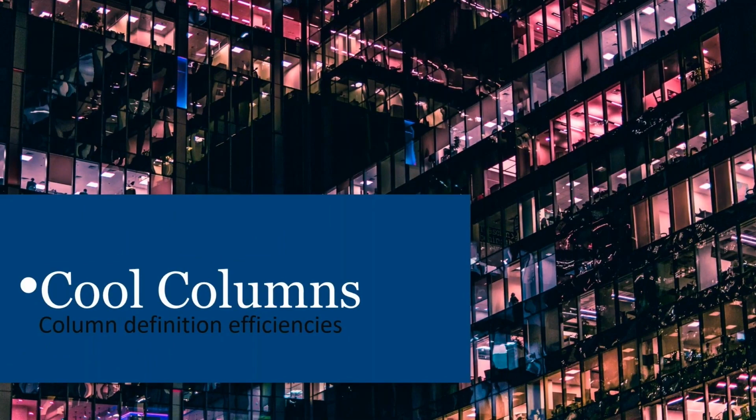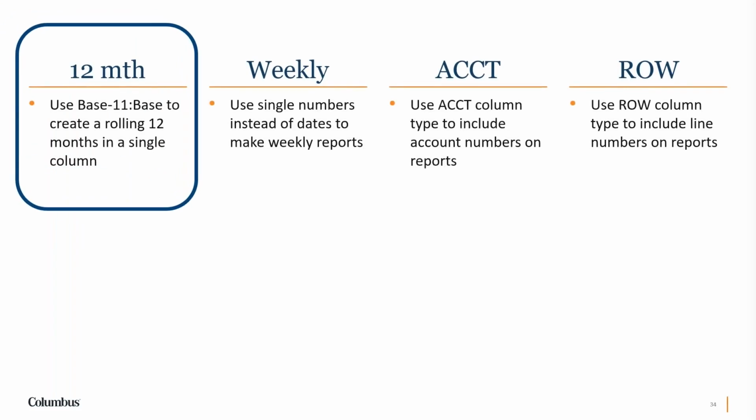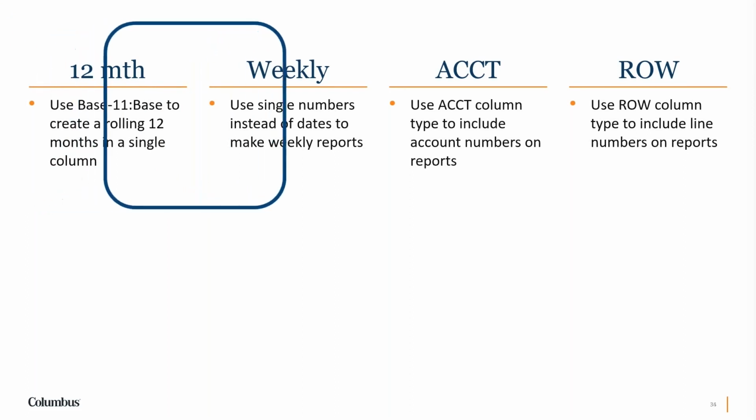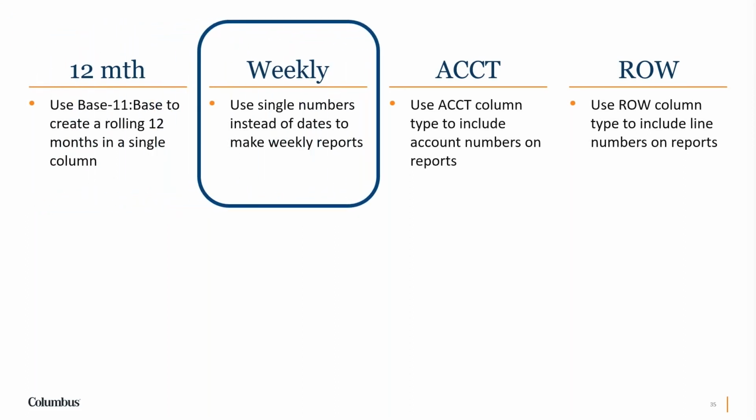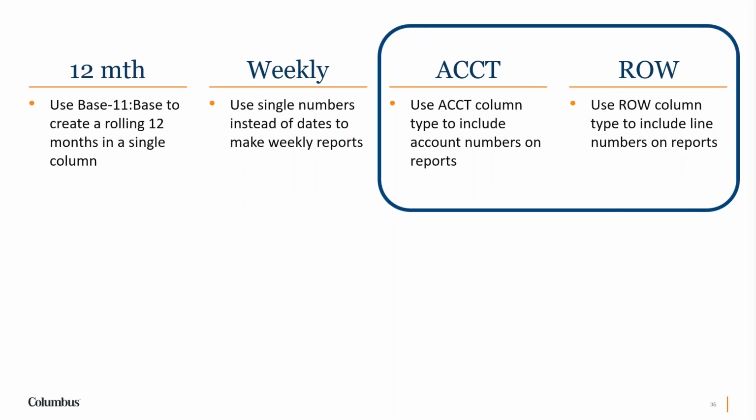Columns give you the ability to lay out the reports to analyze lots of different time frames or show different details and comparisons. We'll look at ways to do that. Creating rolling 12 months in a single column. Using numbers in the start and end date cells to create weekly reports. And then how to add account numbers or row codes into our reports and why that might be helpful.